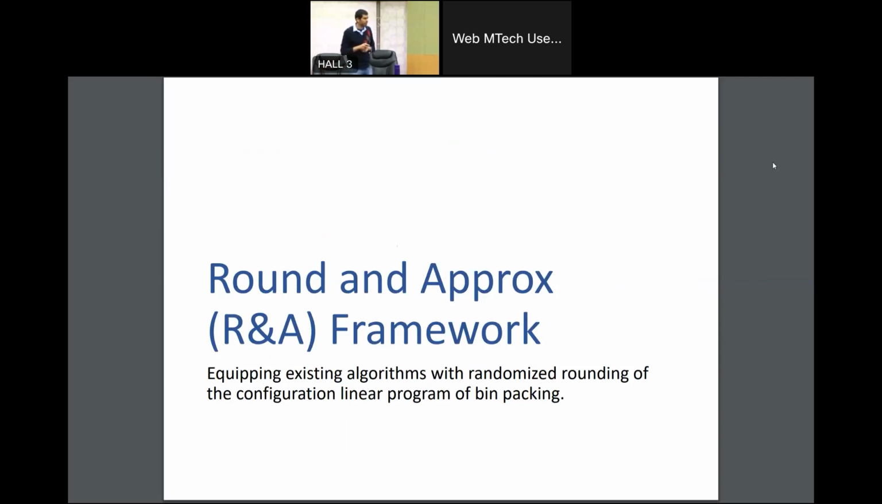Okay, so that was it for the better simple pack. Now I'll talk about the round and approx framework. This is basically a technique of equipping existing algorithms with randomized rounding of a linear program called the configuration linear program.